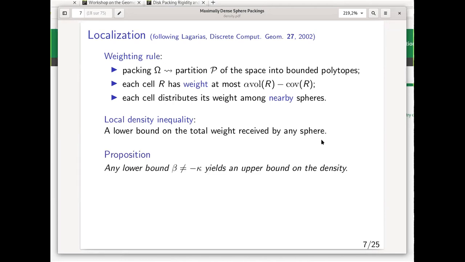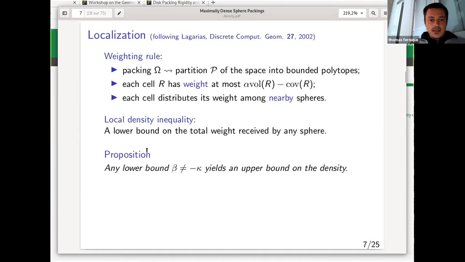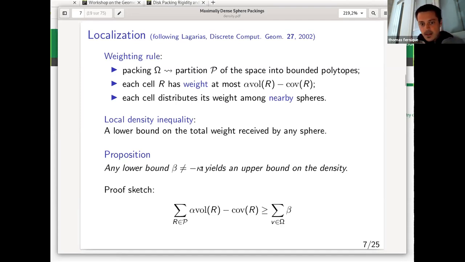And so there is a proposition in the paper of Lagarias that if you have a lower bound beta on the total weight that any sphere gets, which is different, it's some detail, different to minus the volume of each sphere, forget this, but just if you have a lower bound on the weight, then you have an upper bound on the density. And I can give a proof of this.